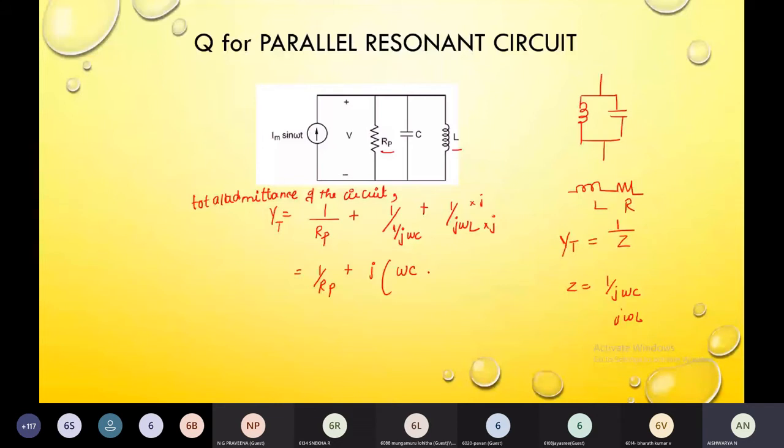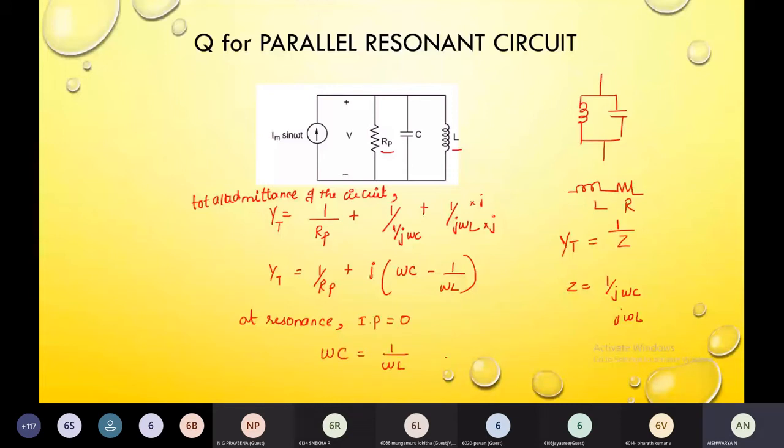Okay. And at resonance, what will happen? Can anyone say? At resonance, your imaginary part will become 0 because your circuit is going to act as a resistive circuit. So at resonance, your imaginary part is equal to 0. Therefore, I can say omega C equals 1 by omega L.